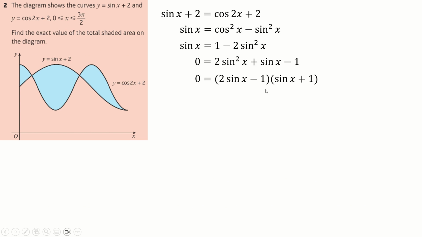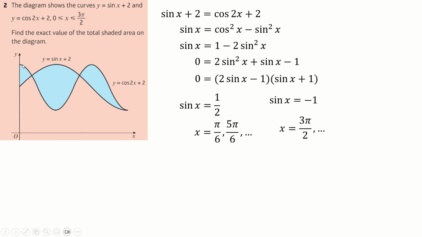Get a quadratic, factorize it. You have solutions at sine x equals a half or sine x equals minus 1. Sine x equals a half is pi over 6 or 5 pi over 6 or so on. I'm not going to go any further because I'm only looking for 3 solutions. So I think I'm going to get 2 from here and then the first one from here, which is 3 pi over 2. And then, of course, I'm just going to integrate.